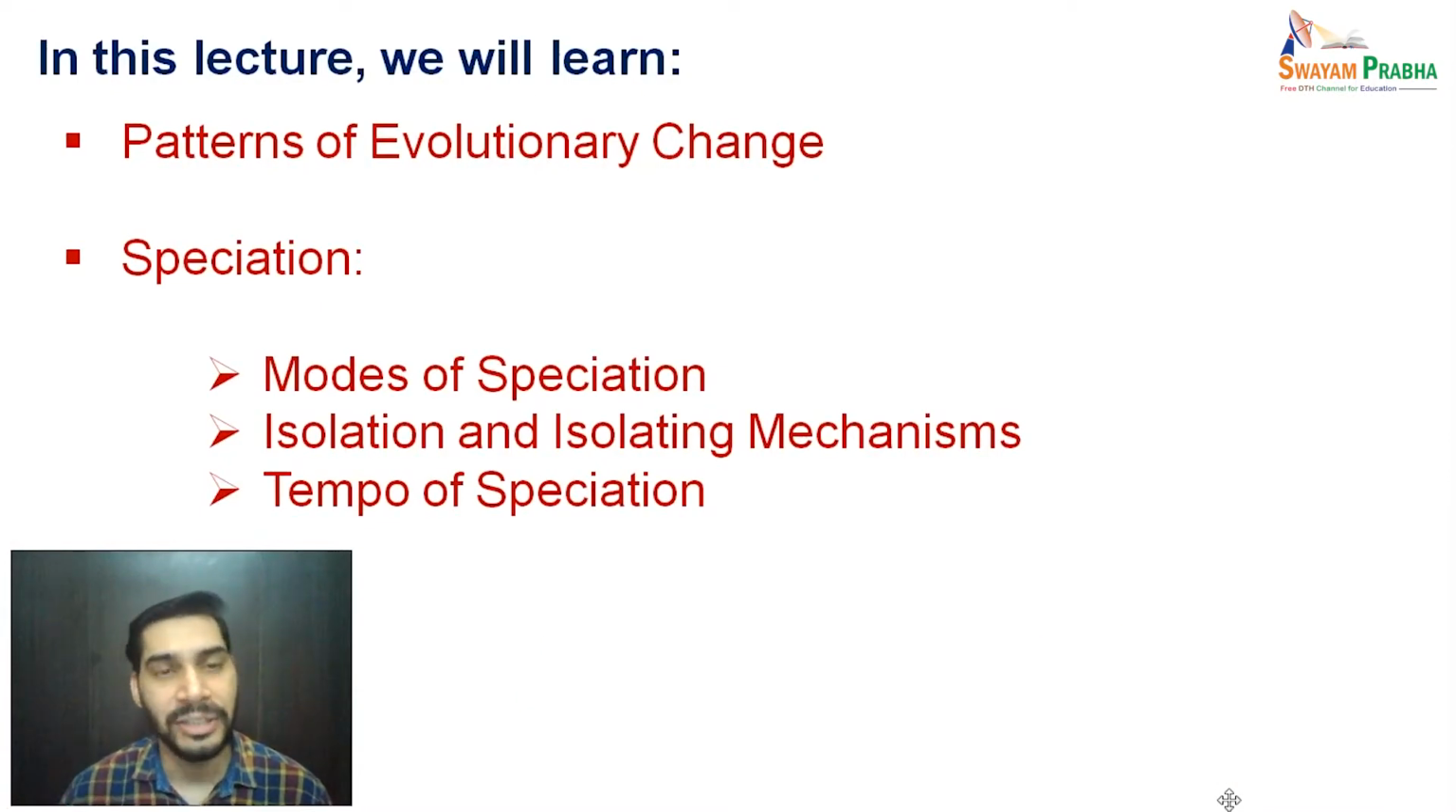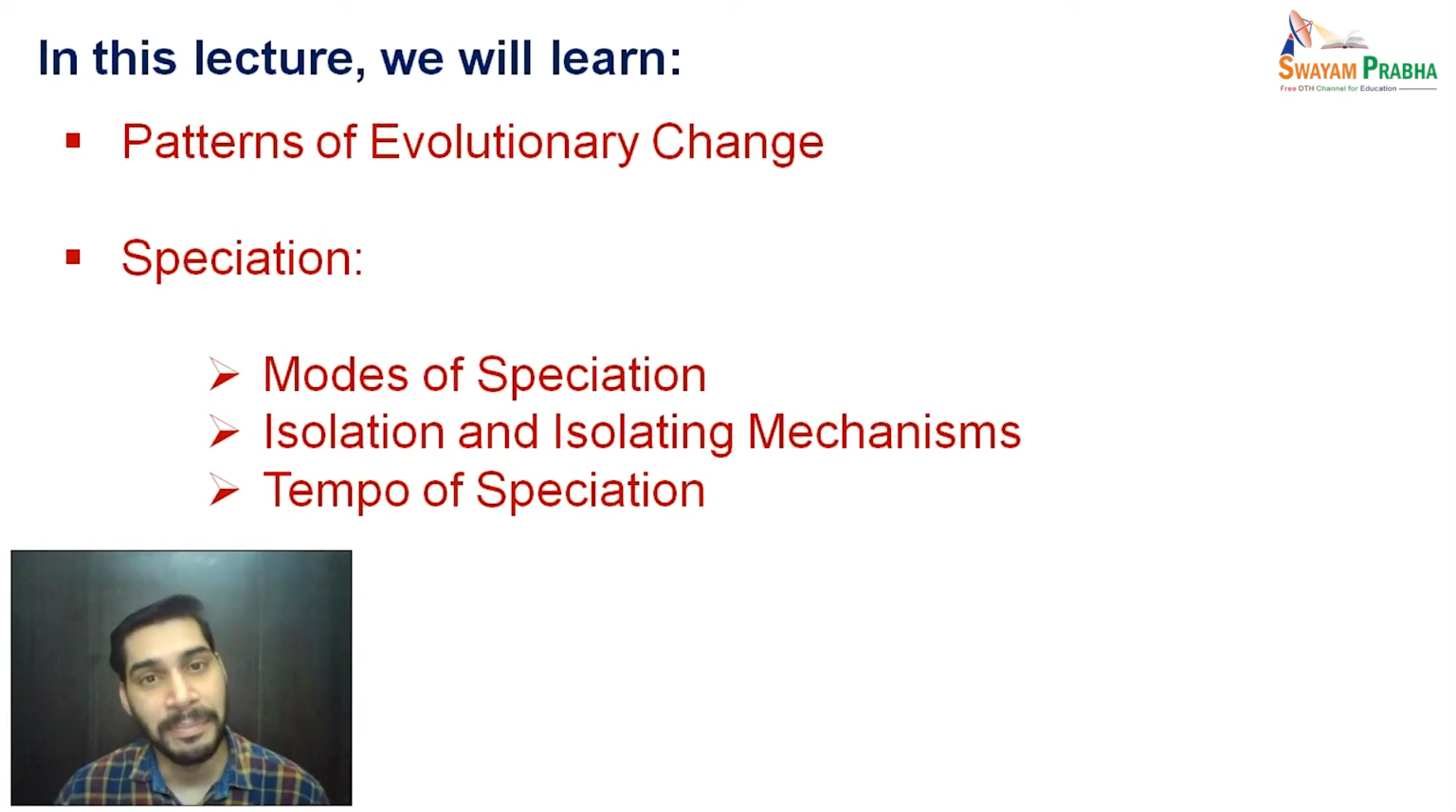So in today's lecture we are going to learn about the patterns of evolutionary change. Evolution happens. We have seen so far what we mean by evolution, what the sources of variation in evolution are, how evolution takes place, and so on. But now we will briefly see what the different patterns of evolution are. In short, there are two patterns which we name as Anagenesis and Cladogenesis, which we'll try to understand in the coming slides. Further, we will continue our discussion on the topic speciation.